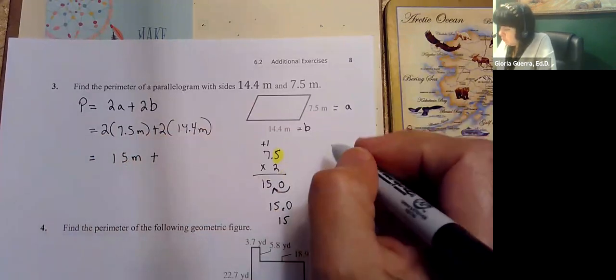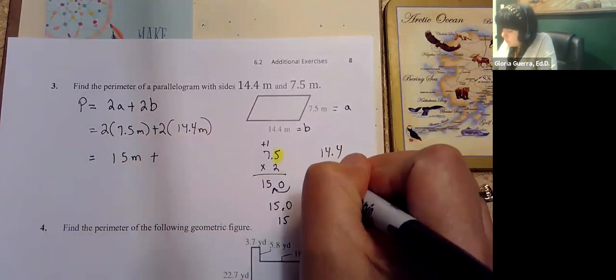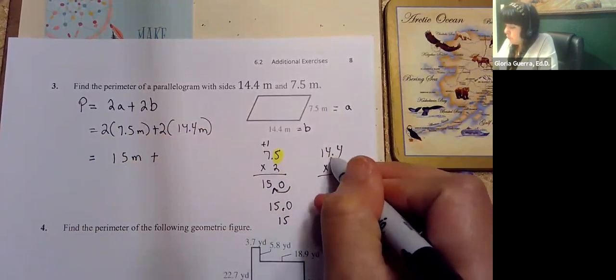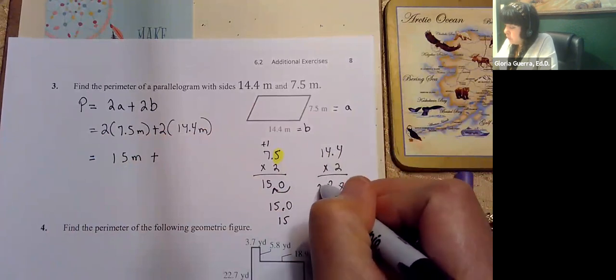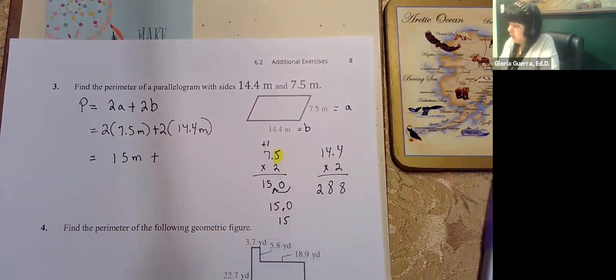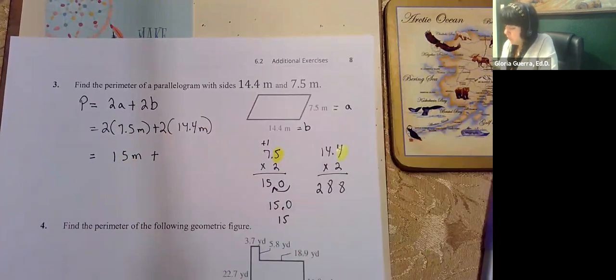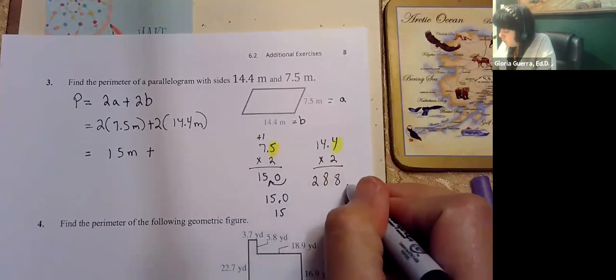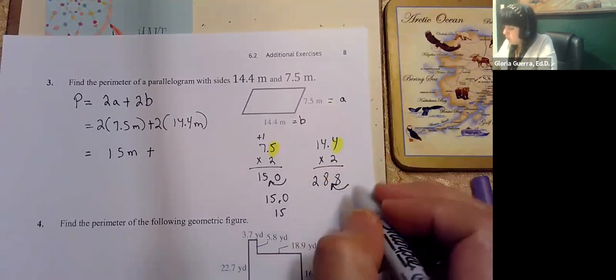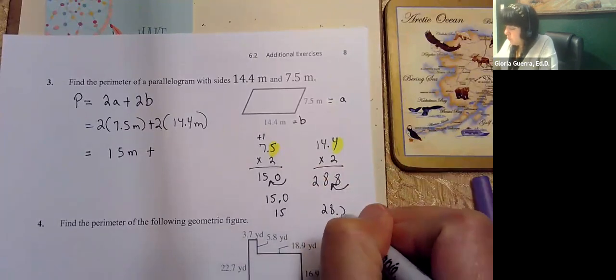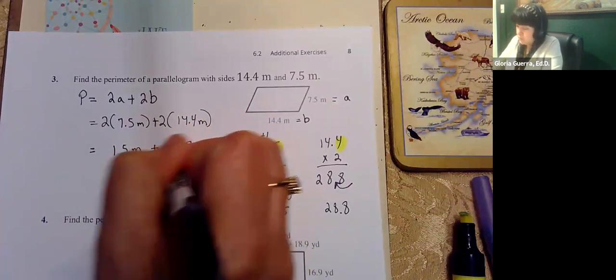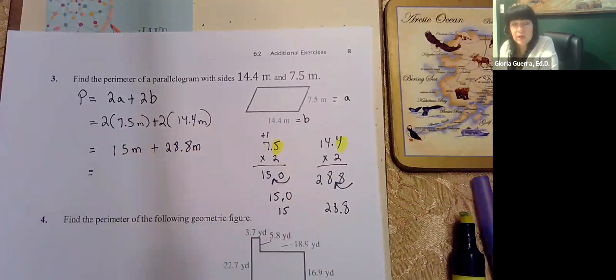Okay, then you're going to show your work for the 14.4 times 2. 4 times 2 is 8. 1 times 2 is 2. And this one has one decimal place value. So do one move over. And it looks like it's going to be 28.8. That's meters. Okay, and now I'm going to add those up.